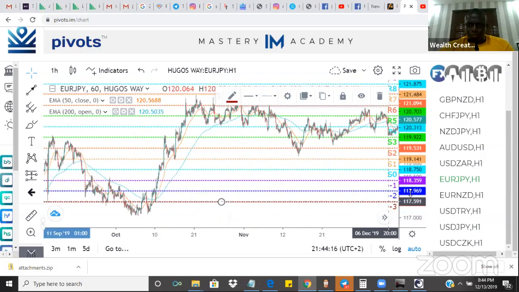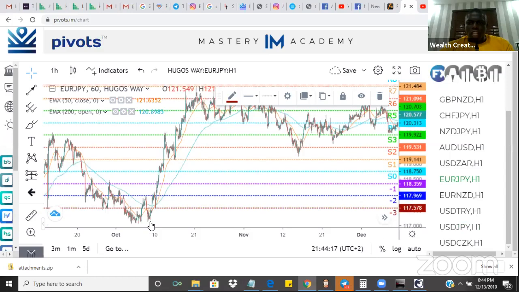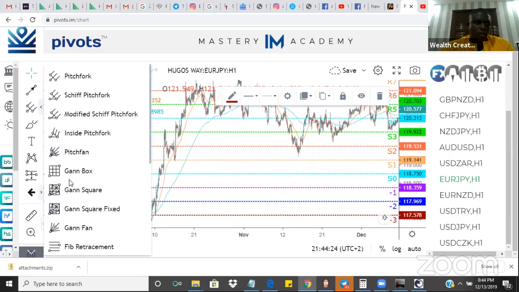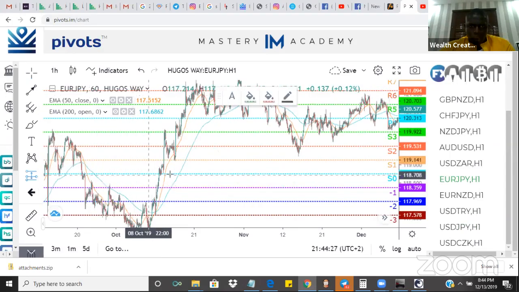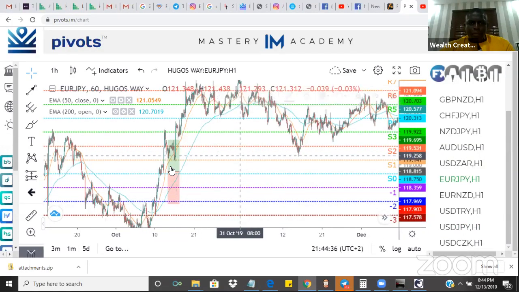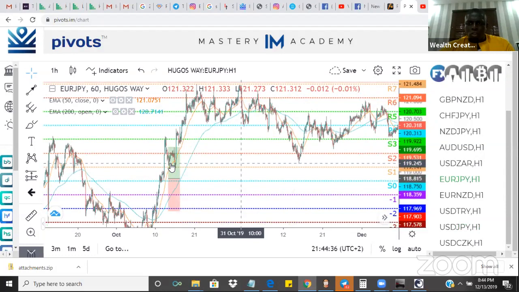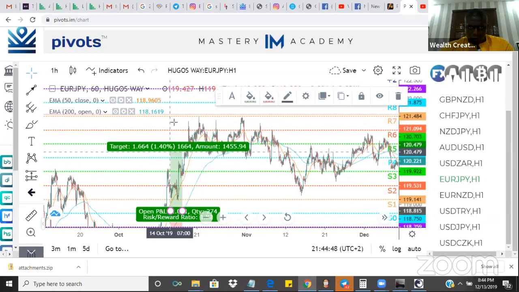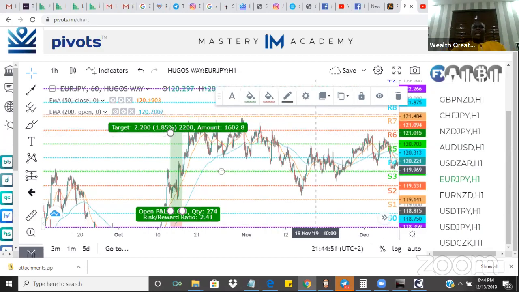Look at this. It got to minus three. You will put a buy stop above S0, stop loss at minus two, and you move your TP1 to S2 and TP2 to R6. Watch, it got to R6, and at R6, it started dropping back.